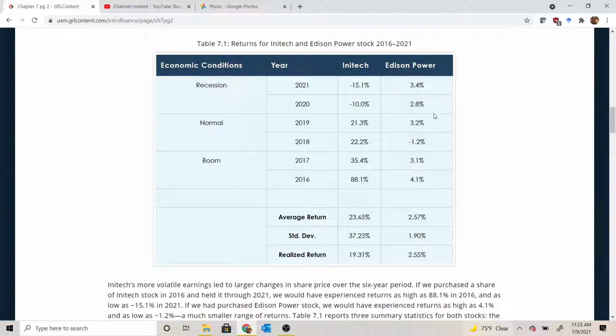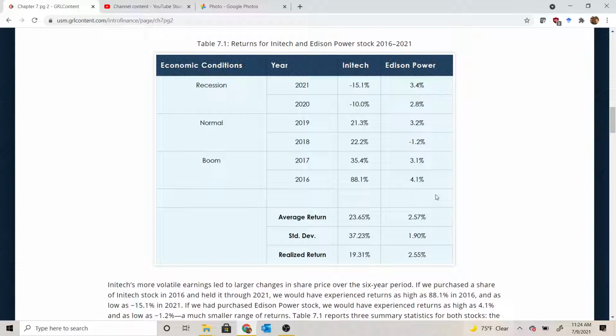So when we see share prices move, what we're really seeing is the market's expectation on future income. So when share prices are rising, that means information has come out that we expect future revenues for the company, or future earnings for the company, I should say, to be higher than what was expected. So we can see in boom times, both Edison Power and Initech are up.